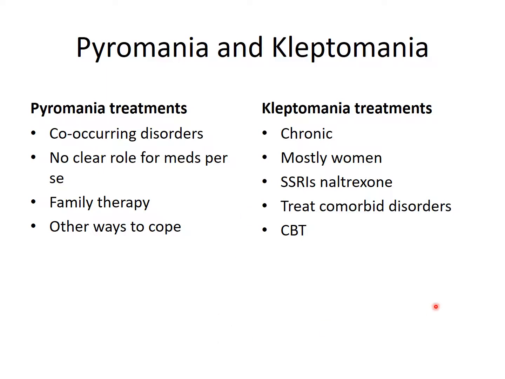So again, interestingly enough, SSRIs and naltrexone, that's an opiate blocker, have been used for kleptomania. So kind of an interesting thing. SSRIs, if you remember, are selective serotonin reuptake inhibitors. Pretty chronic. Kleptomania will go on for many years. So it's an obsession. It's an impulse control problem. So that's why it does that. And cognitive behavioral therapy for that, of course. So no clear role for meds in pyromania. Nothing's been found to work for that.